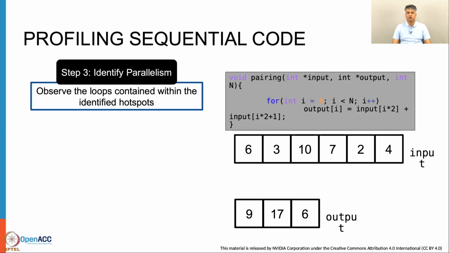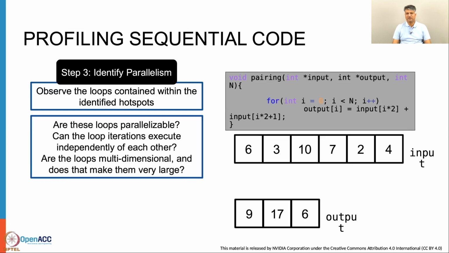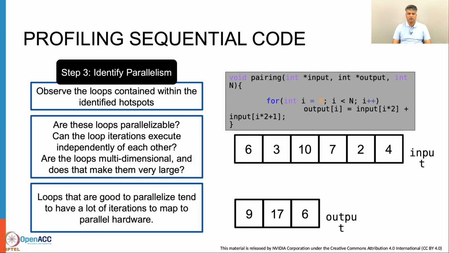So we observe that the loops are contained within the identified hotspots. Can we figure out whether these loops are parallelizable? Can the loop iterations execute independently of each other? Are the loops multidimensional? And does that make them very large? Loops that are good to parallelize tend to have lots of iterations to map onto the parallel hardware.